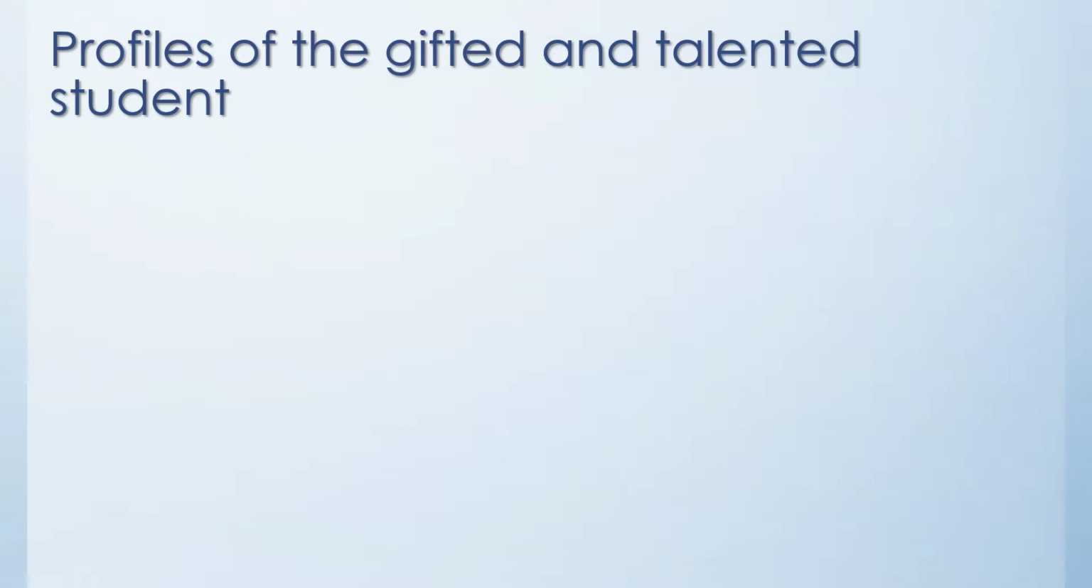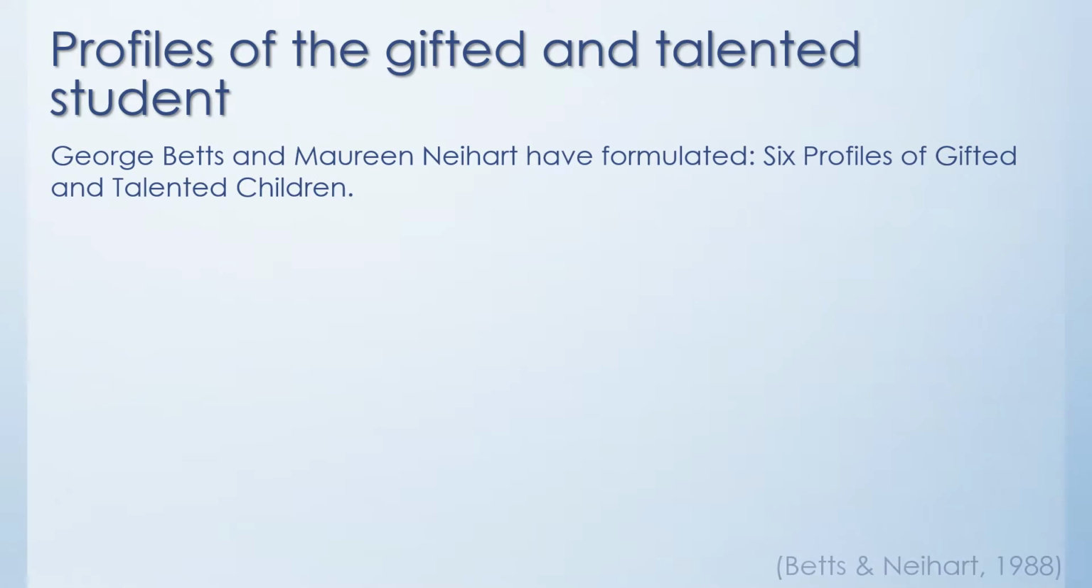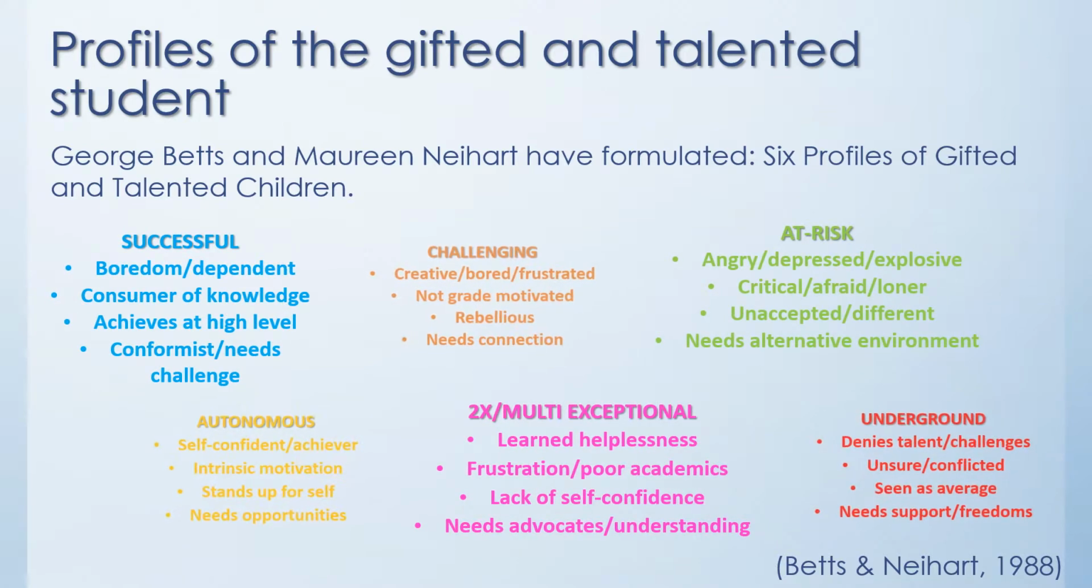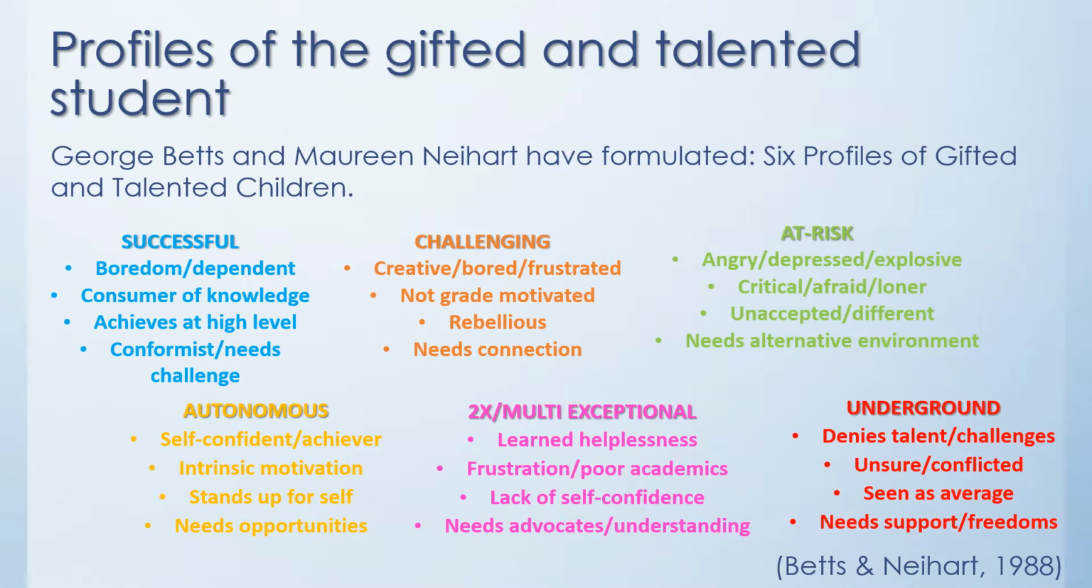Here we have some profiles of the gifted and talented student. It was after several years of observations, interviews, and reviews of literature that George Betts and Maureen Neihardt developed these 6 different profiles, or types of gifted individuals. As you can see, they are successful, challenging, at risk, autonomous, multi-exceptional, and underground. It includes their feelings, attitudes, behaviours, needs, adults and peers' perceptions, identification, and home and school support.